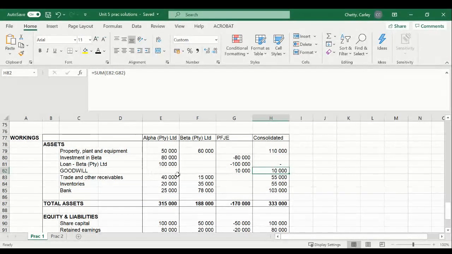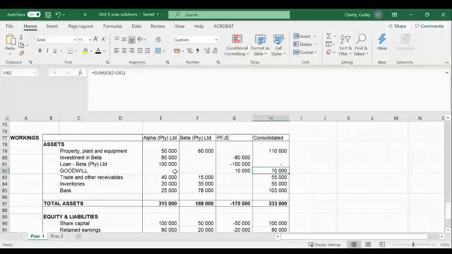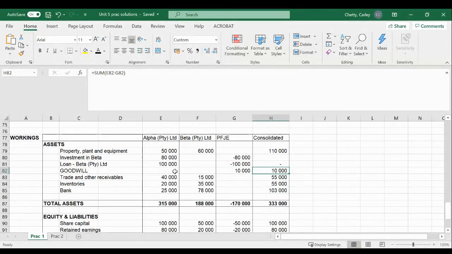So even though we are adding alpha and we are adding beta, there was no goodwill in alpha or beta in its separate financial statements as a result of the acquisition. But then we processed the journal entry for goodwill because the consideration paid was 80,000 Rand and they were purchasing something that was worth 70,000 Rand. So therefore goodwill of 10,000 Rand was raised.